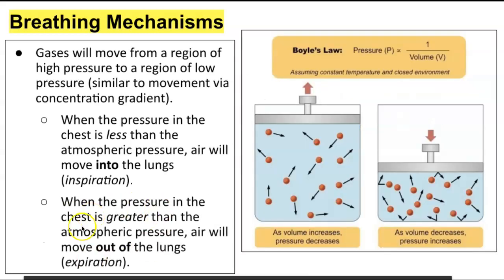And then if we look at the next part, when the pressure in the chest is greater than the atmosphere, air will move out of the lungs. This is expiration or exhalation. So when you breathe out, I have to breathe in first. When you breathe out, you're creating higher pressure inside of your chest because the volume of your chest is decreasing, which is happening right here. That's where the volume is going to decrease. And when the volume decreases, the pressure inside of your chest increases, and it's going to expel the air out of your lungs. So that's expiration.